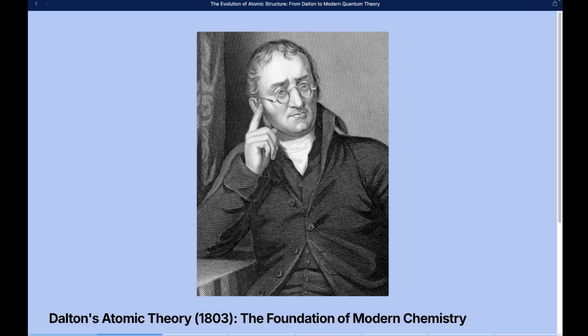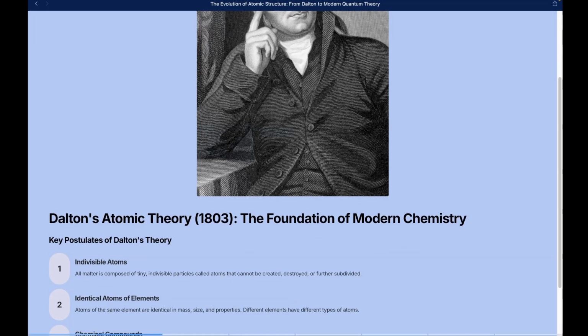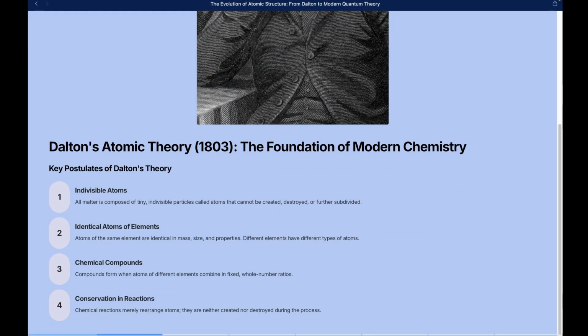John Dalton, known as the father of modern atomic theory, gave the first modern theory about atoms. He explained what atoms are and how they combine to form matter. Here are the main points of Dalton's atomic theory. All matter is made up of tiny particles called atoms. Just like a wall is made up of bricks, everything around us is made up of atoms that cannot be created, destroyed, or further subdivided. This theory is based on the law of conservation of mass and the law of constant composition.